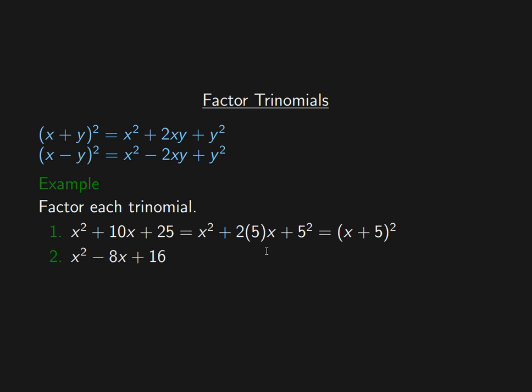Okay, so let's take another example. x squared minus 8x plus 16. We can also write the middle term as minus 2 times 4x, and we can square 4 to get 16. So this is x squared minus 2 times 4 times x plus 4 squared, and this looks like the square of the second binomial, where y is 4. So this simplifies to (x − 4) squared.